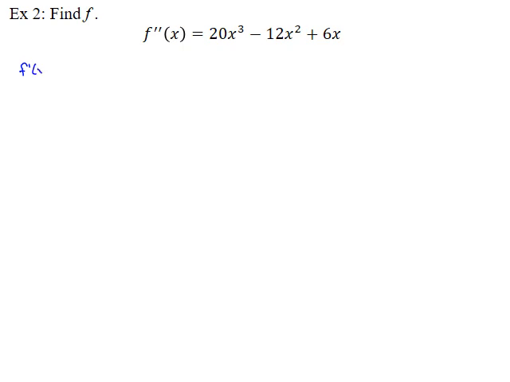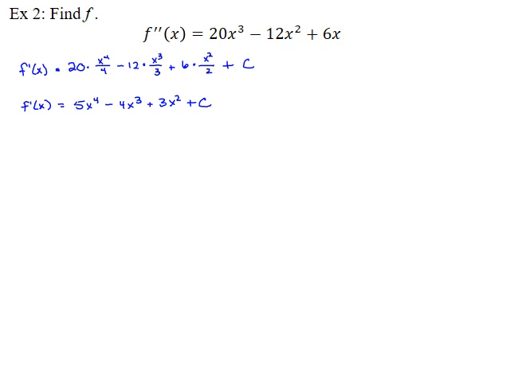Step 1, you've got to find f prime of x. So take the antiderivative of all of this. This would be 20 times x to the 4th over 4 minus 12 times x cubed over 3 plus 6 times x squared over 2 plus c. Simplify where you can. 20 divided by 4 makes this 5x to the 4th, minus 12 divided by 3 is 4x cubed, and then 6 divided by 2 is 3x squared plus c. This is the first derivative.